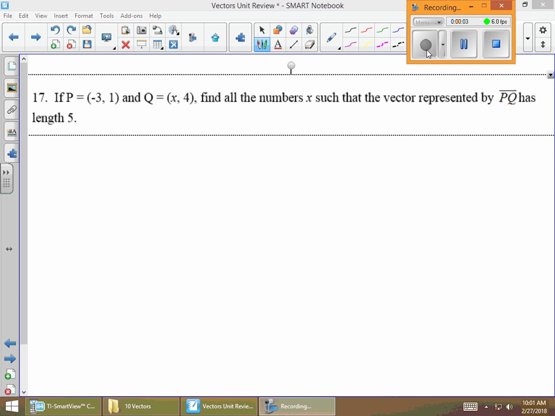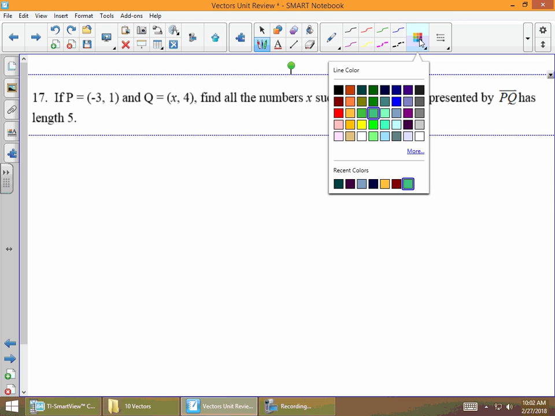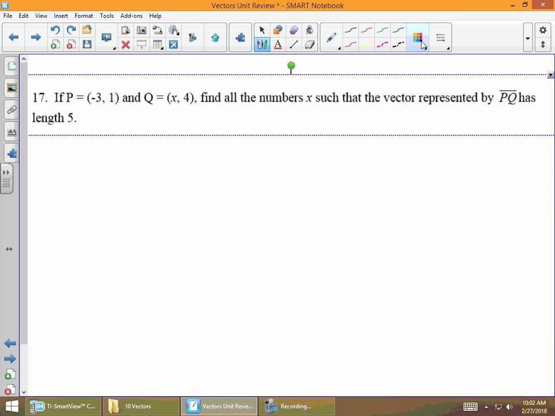Okay, last problem, and this one's kind of a monster. Now, it's kind of hard to think through what you need to do, but every piece that you need in this problem is something that you have used in the review so far. So we start with 2 points, P and Q. And we want to find all the numbers so that PQ has a length of 5. Now, when we're talking about vectors, length and magnitude are the same. Same idea. So what we need is a magnitude of 5.